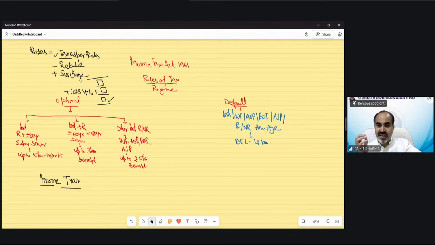Sumit is asking, is cess fixed at 4%? That's why I have written it as 4%, because rates are different, rebate provisions are different, and of course the surcharge provisions are also different as per the categories. But the cess is fixed at 4% in every case, universal. So now moving on to the rate concept.